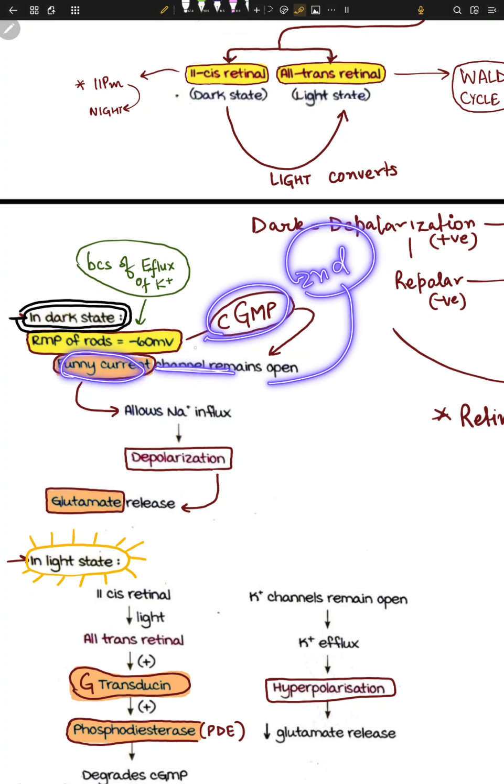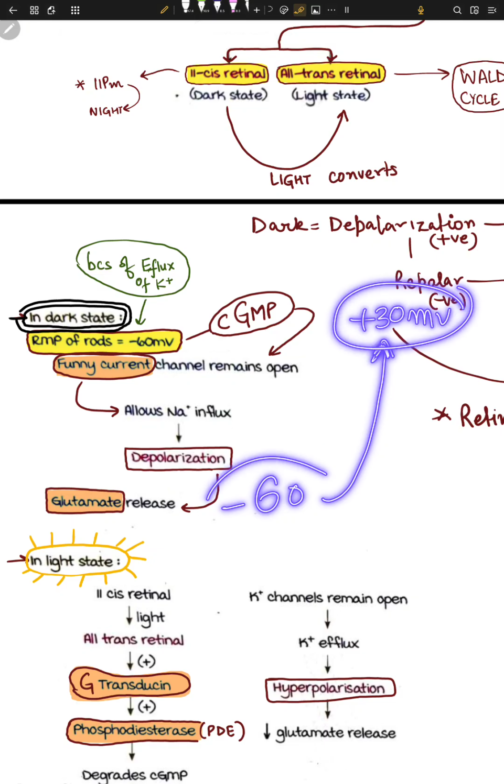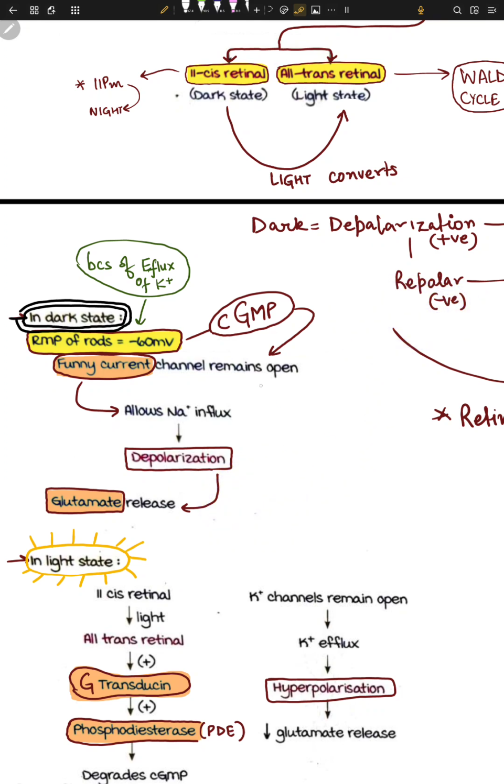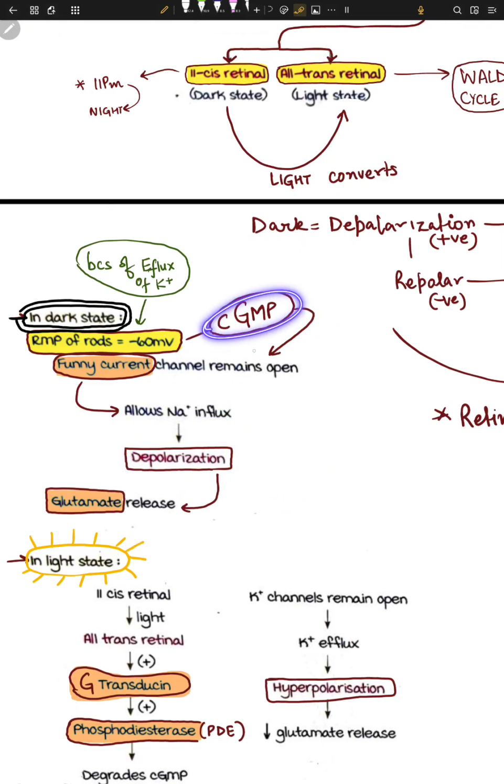channels. And this funny current channel allows sodium, that is positively charged ions, to get inside, and this influx of positively charged ions results in depolarization. What is depolarization? It means the cell jumps from minus 60 to maybe a little bit positive, maybe plus 30 millivolts. So the influx of sodium allows depolarization, and this is the usual story of a normal cell. So cyclic GMP is very important now.